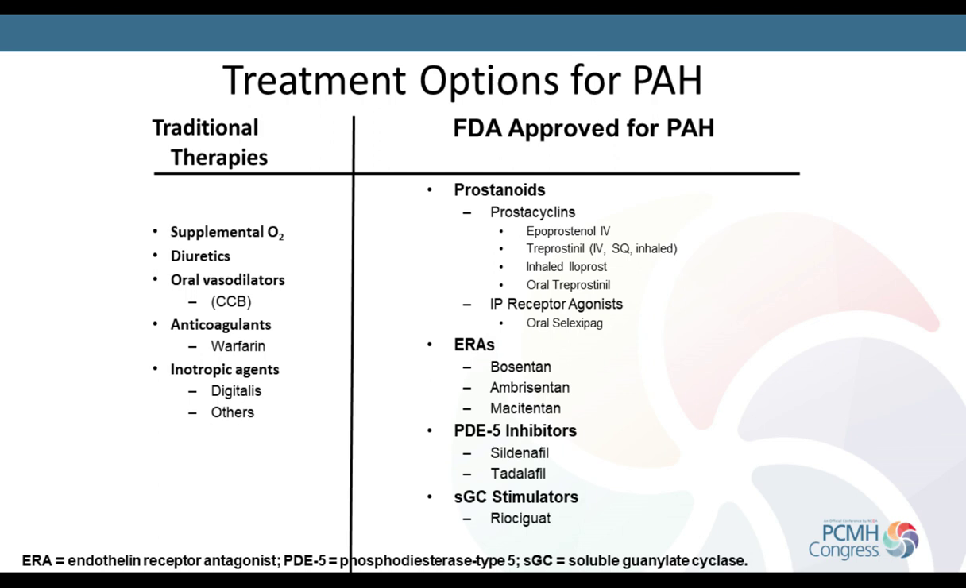We then have PDE5 inhibitors, which work on the nitric oxide pathway. Nitric oxide is good. And if you can augment that with either sildenafil or tadalafil, you can improve pulmonary hypertension. And then the last drug called riociguat also works through nitric oxide, but in a different way. So that's the list of drugs.